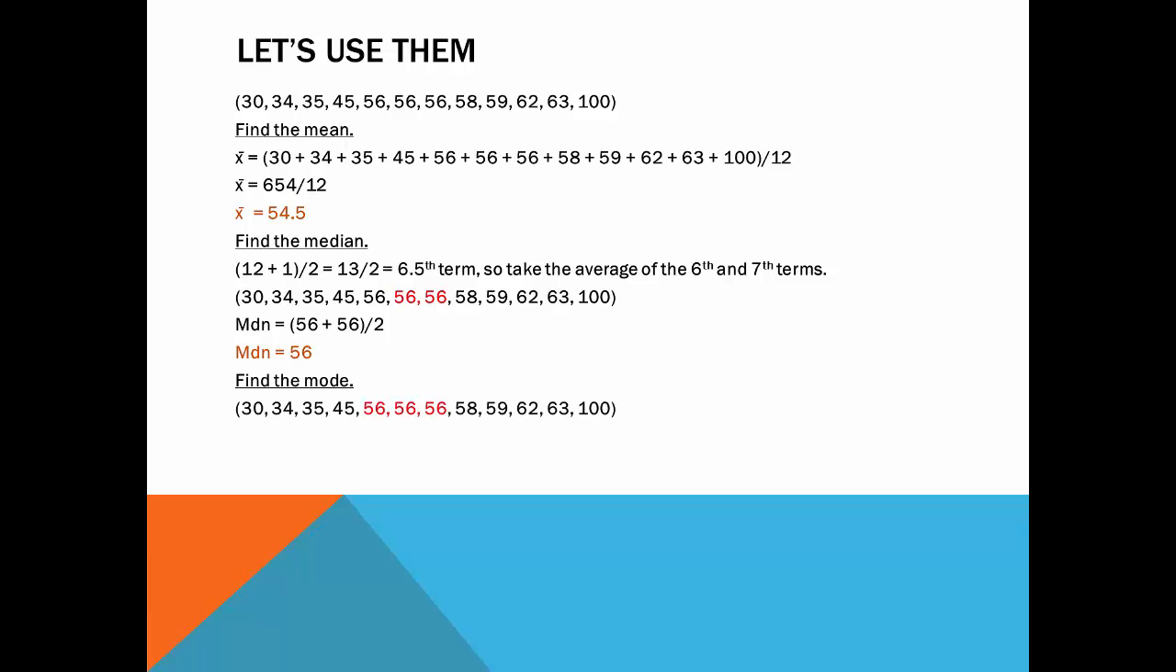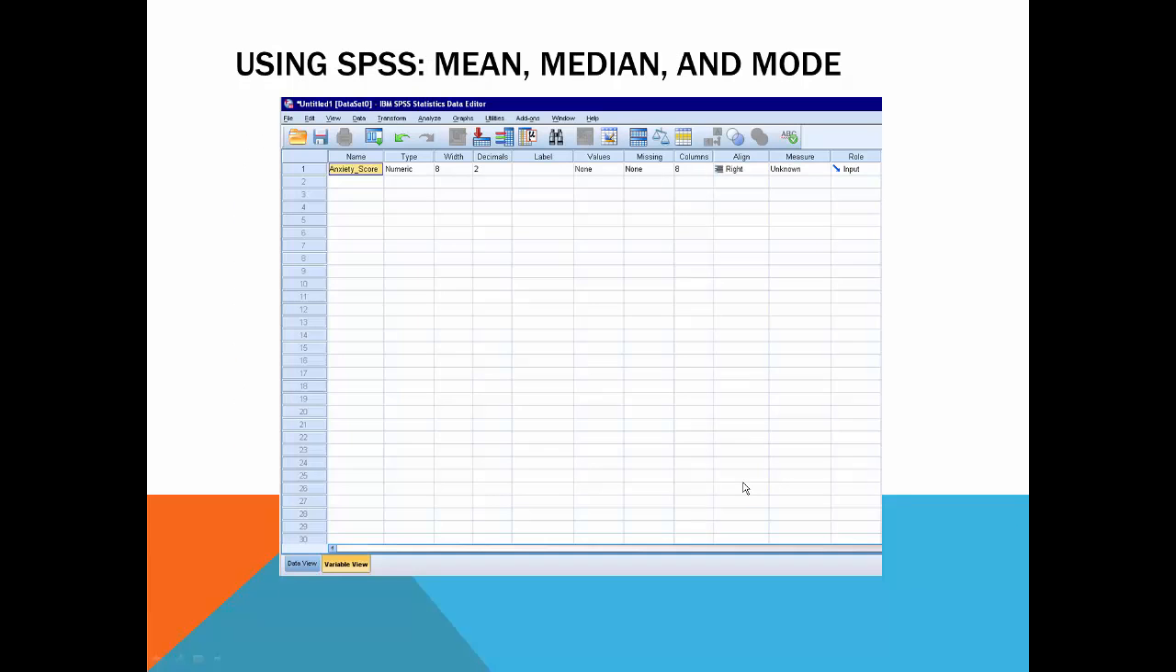And finally, the mode. There are 3 56s in the data set, and that's the most frequent because everything else only occurs once. So the mode is 56. So these are actually pretty close. All 3 of these are pretty close to one another in that case. Now you want to use SPSS to find the mean, median, and mode.